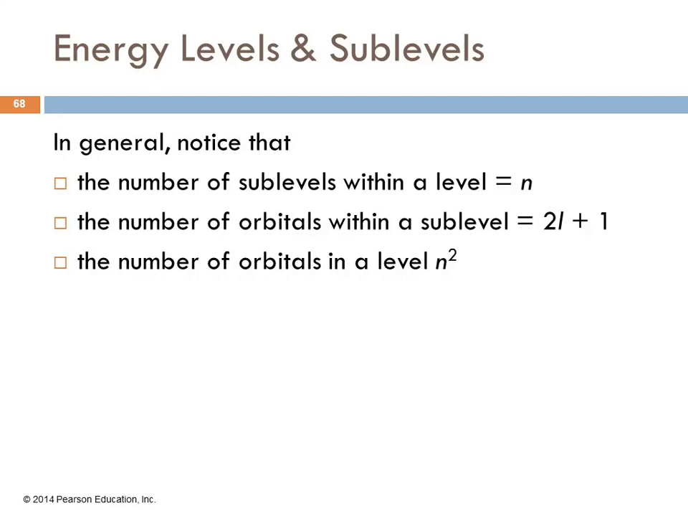The number of orbitals within a sublevel, personally, I don't find this very helpful. 2L plus 1. Yeah, I just don't find that very helpful. And the number of orbitals in a level, I think there's a mistake in the slide. That doesn't make any sense. It's probably supposed to be equal to n squared. I really don't like that slide at all.